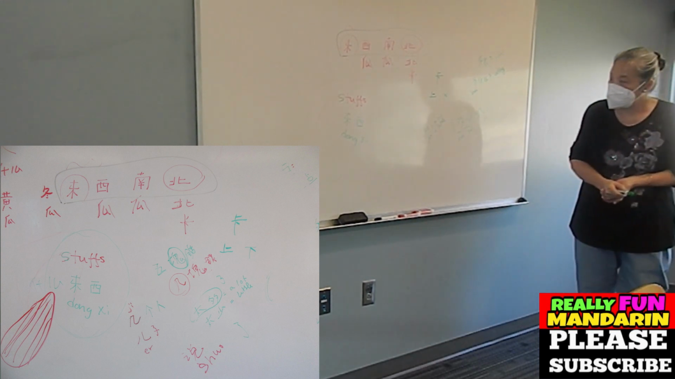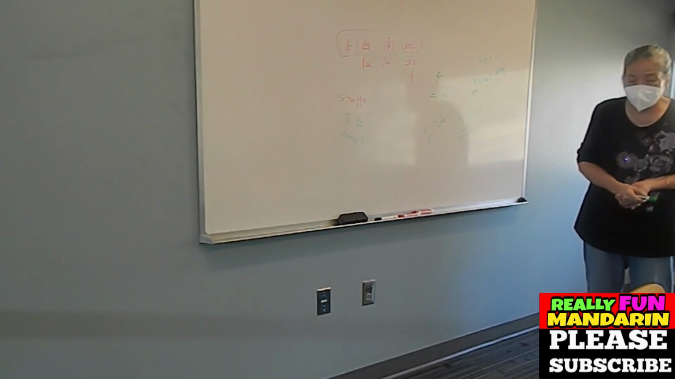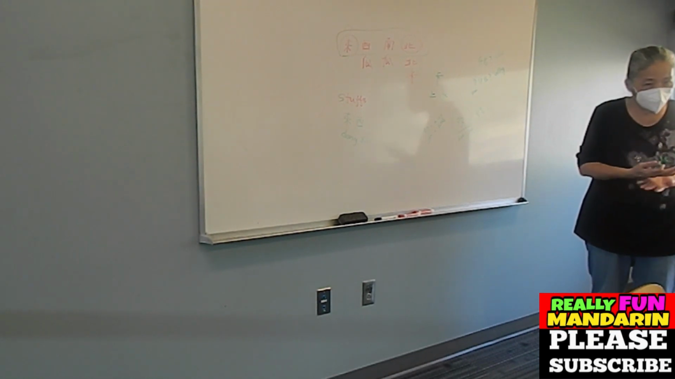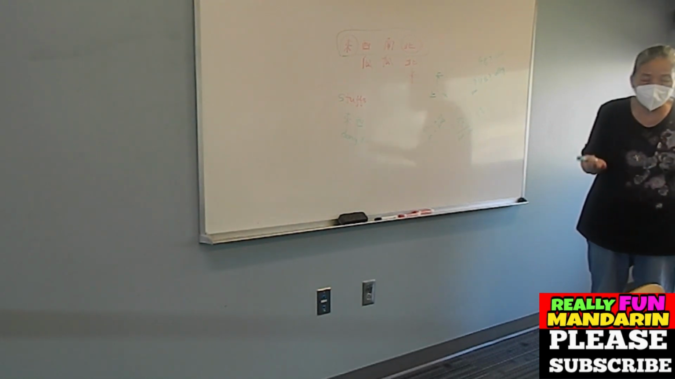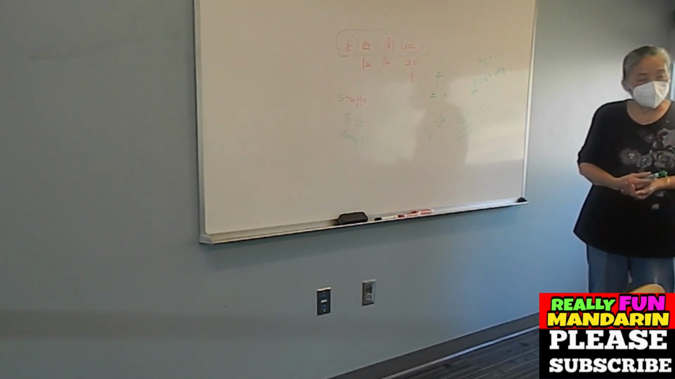But 多 by itself means a lot. 很多 is a lot. 很 is mean very. Remember? 很好, 很多 is a lot. 很少 is little, okay?